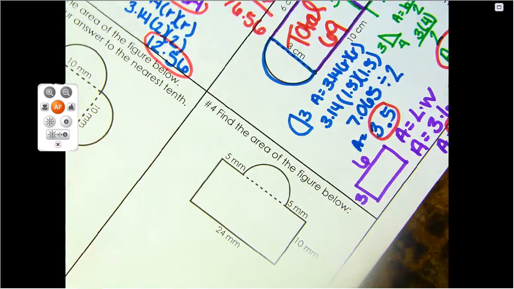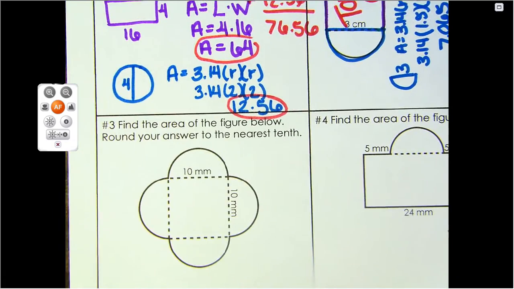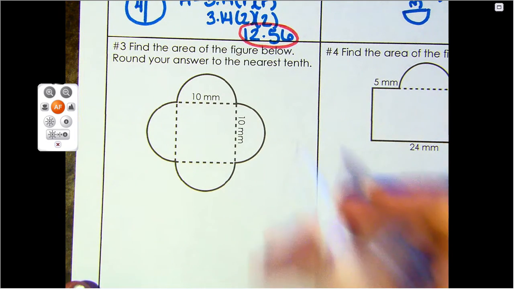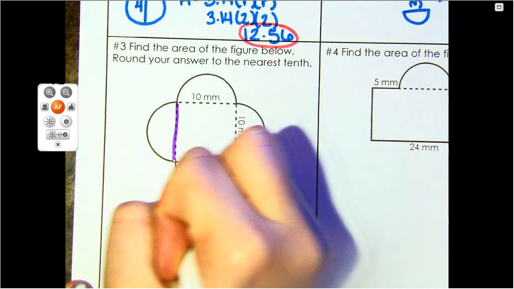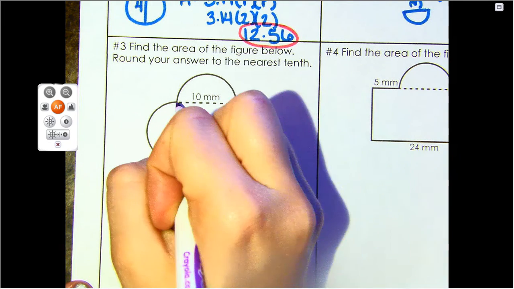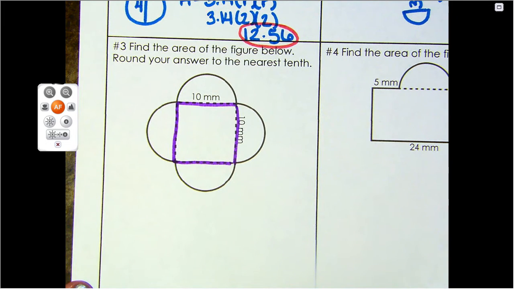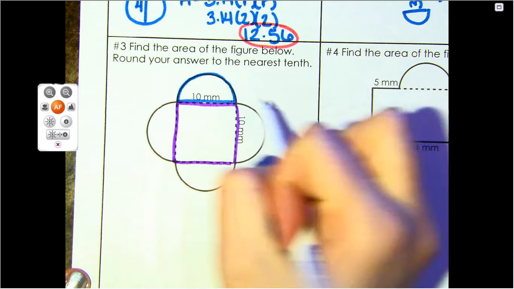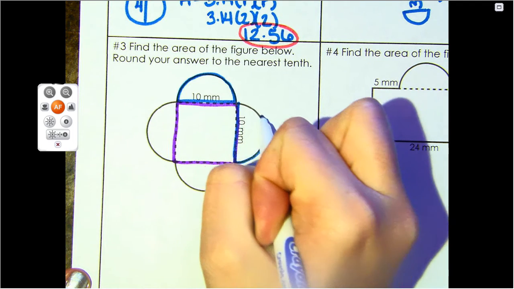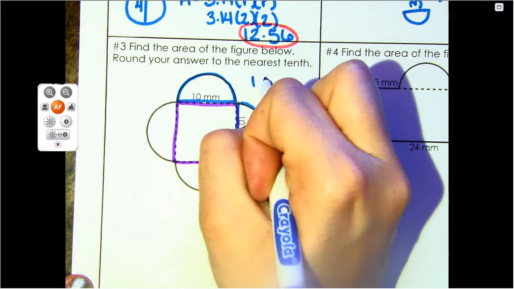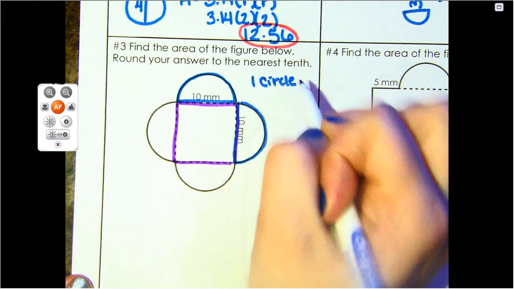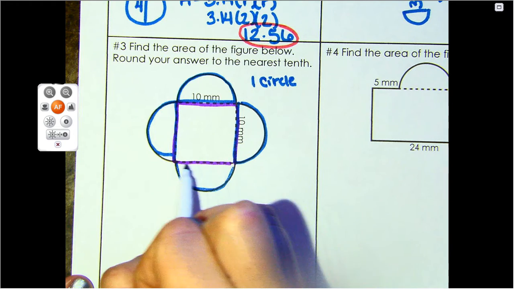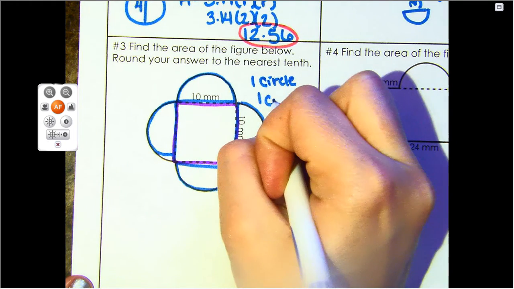Okay. And number 3, the shapes that I see on the inside of this picture happen to be a square. All sides are 10. Okay, and then if you look, you have a total of 4 half circles, and a half plus this half are going to make 1 full circle. So you have 1 circle. Okay, and then this half and this half together are going to make another circle.